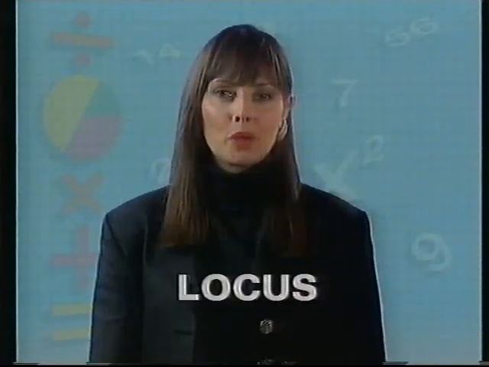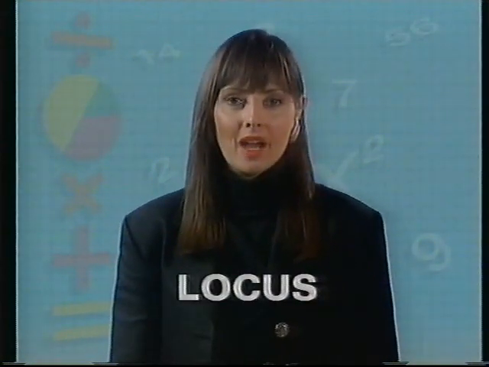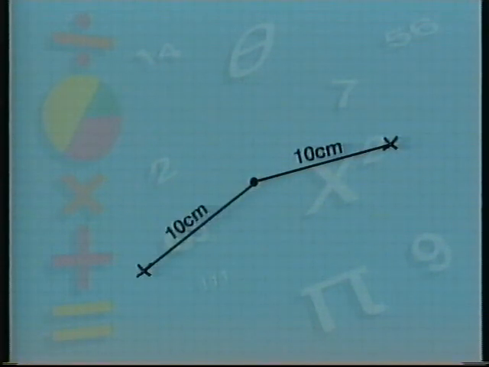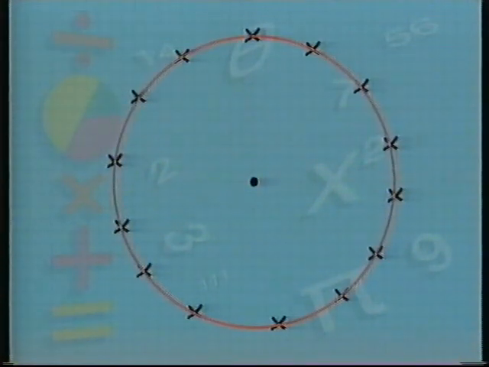The locus of a point is a line which the point traces out following one or more rules. There are some that you should recognise. Say you want the locus of points 10 centimetres from here. Here's one, here's another, and here's another. If you draw many of them, then it clearly becomes a circle.